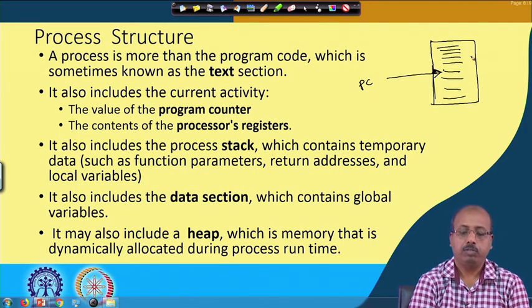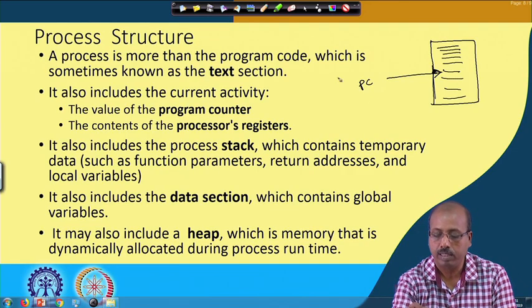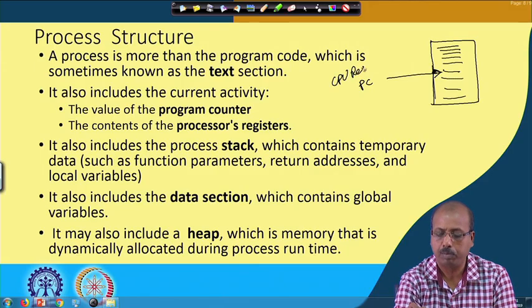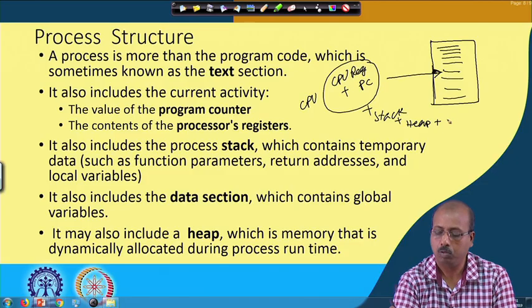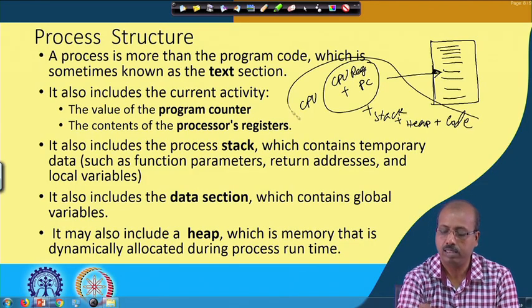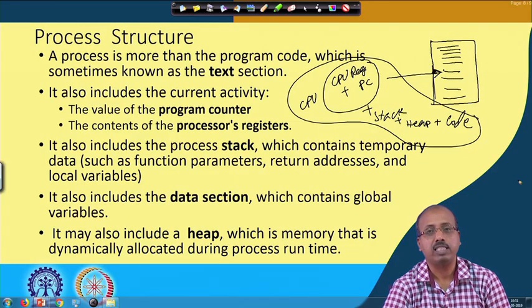Apart from that, in memory we have the stack of the process, the data section with the global variables, and the heap. So, for a process, we have the CPU registers plus the program counter, which come from the CPU, plus the stack, plus the heap, plus the code segment. This whole thing defines the process when it is executing. That way the process structure is much different from the program structure.